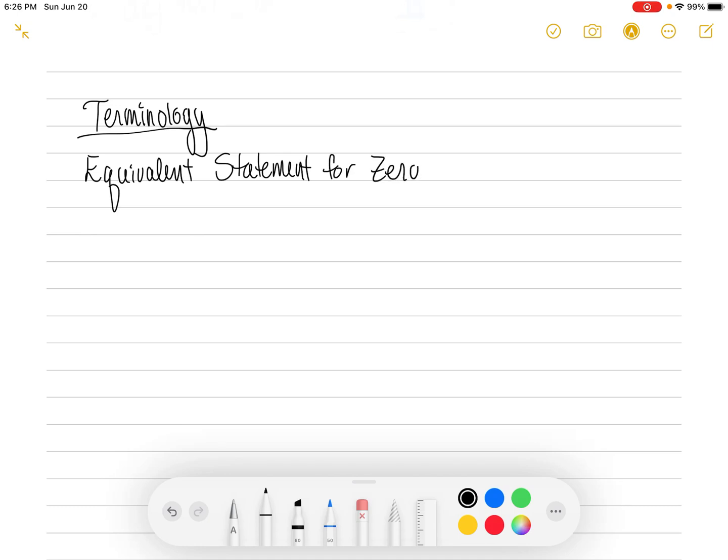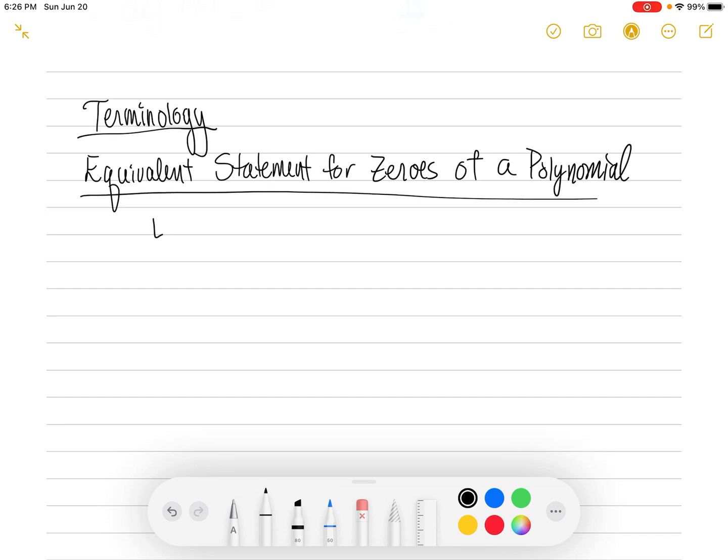For what it means to be a zero of a polynomial. So we're introducing this term called a zero of a polynomial. What is a zero of a polynomial? So let's say, first of all, we have a polynomial. Let's call it f of x. Let f of x be a polynomial.